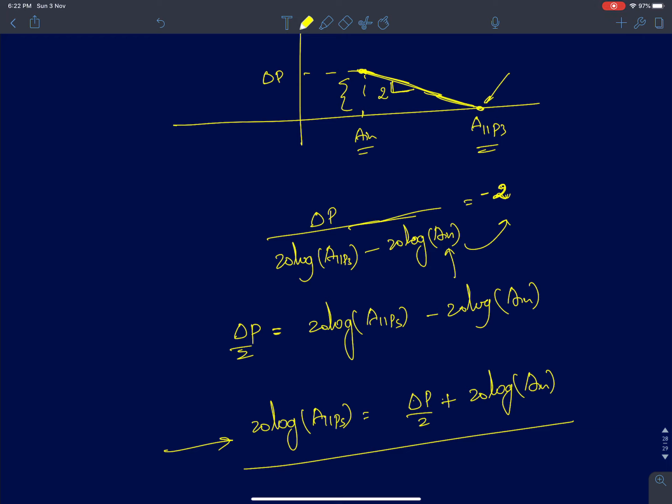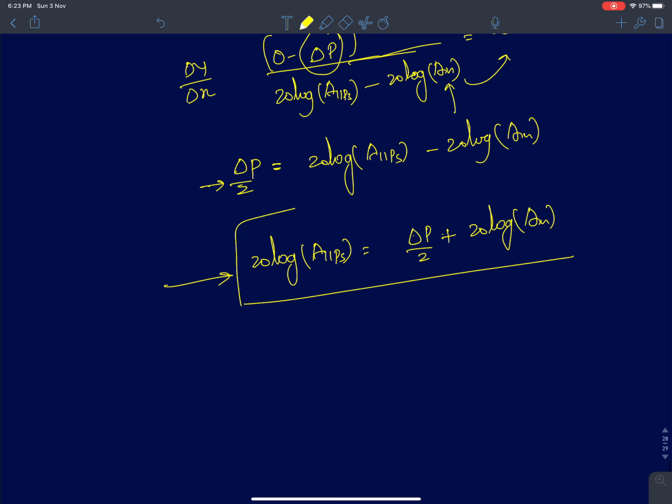I think I'll write it as, this is change in delta y. So I should write y1 minus y2. So this is actually 0 minus delta P. This should be equal to minus 2. So that's why the minus cancels out. I've just taken the change in y by change in x, which is the slope, which is minus 2. So you will get plus here. So that's how the minus is removed here. So this is the expression for IIP3.